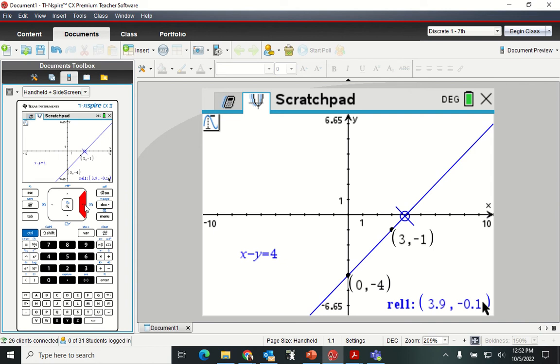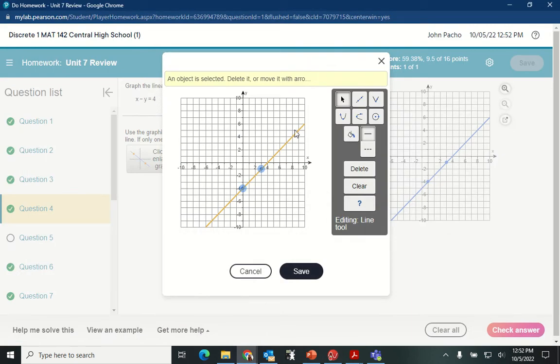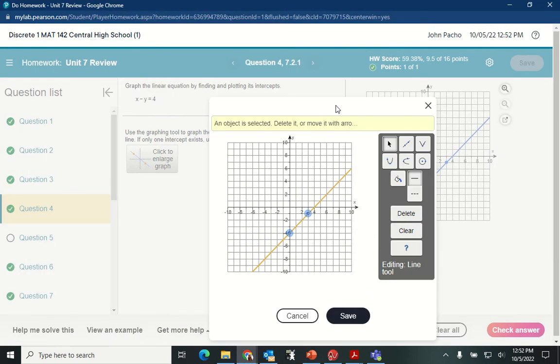I wonder if this might be the point that they're looking for. I think they might be looking for 4, 0. Let me look real quick. Oh, intercepts. I'm sorry, I did not read that. So that's how I messed up.